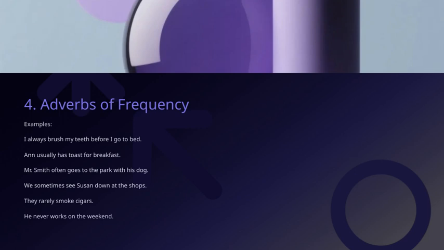Moving on, Mr. Smith often goes to the park with his dog. Often indicates this is a common activity for him. Next, Anne usually has toast for breakfast. Usually means it's her typical breakfast choice most of the time. Finally, I always brush my teeth before I go to bed. Always shows this is a routine, something I do every night without fail. These adverbs help us express how frequently certain actions happen, giving us a clearer picture of habits and routines.